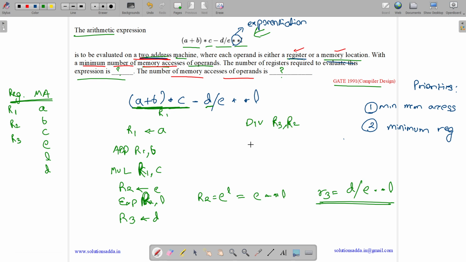Now we do subtract R1 and R3 and store the result in R1. R1 has this, R3 has this, so we subtract and store it in R1. Do we have a memory access? No. Do we have an extra register? No. And we got our answer. We have used 3 registers and 1, 2, 3, 4, 5, 6 memory accesses. So the answer is: the number of registers is 3 and the number of memory accesses is 6.